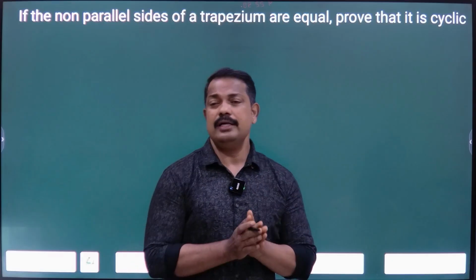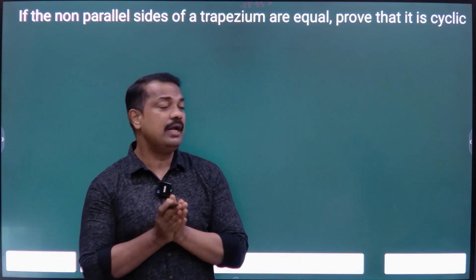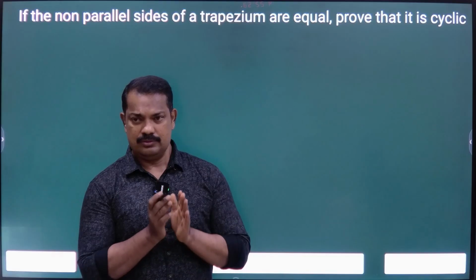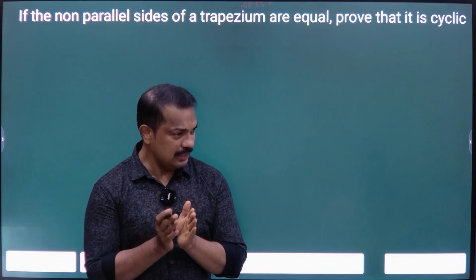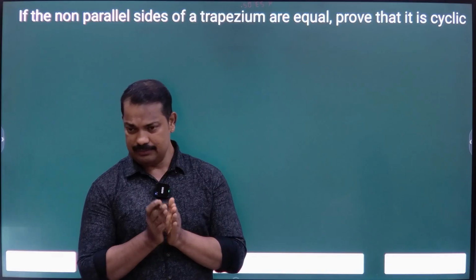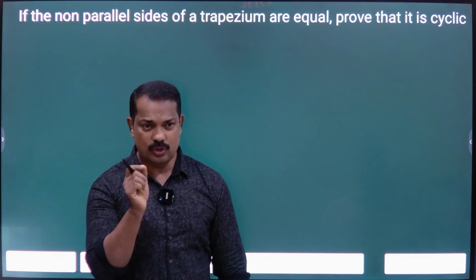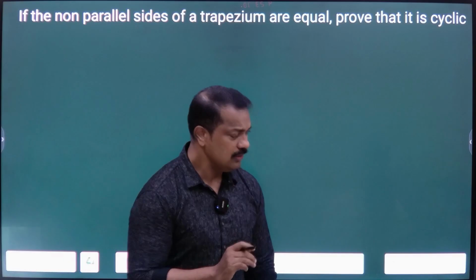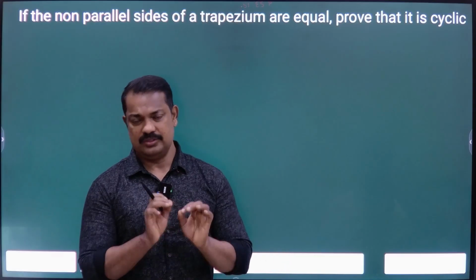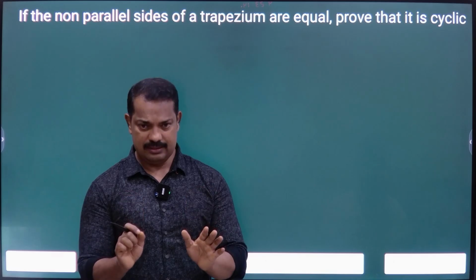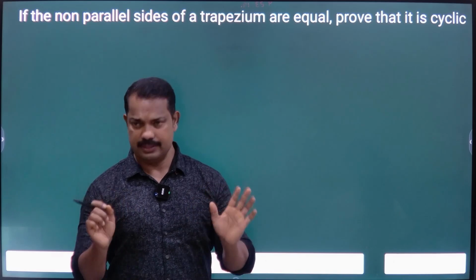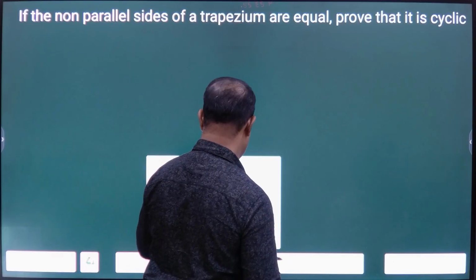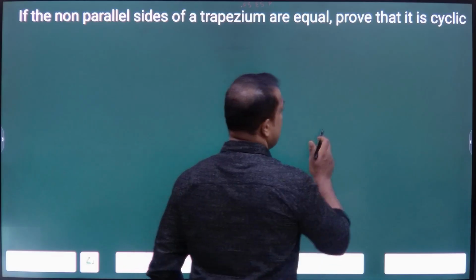How to prove a trapezium is a cyclic quadrilateral? Cyclic means cyclic quadrilateral. The sum of the opposite angles is 180 degrees. Otherwise, we can prove all the vertices lie on a circle, but it's very difficult to prove. Simply, we can prove here the sum of the opposite angles is equal to 180 degrees. So, draw a trapezium.